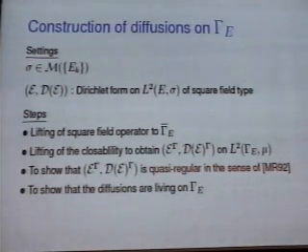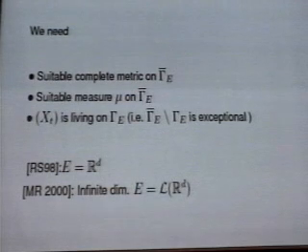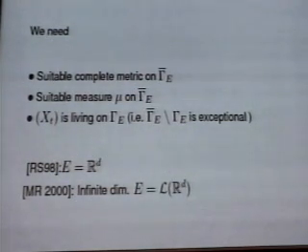So in order to do these four steps, of course, you need some technique. And I think maybe I only present here. So you need, for example, a suitable complete metric on the multiple configuration space. You need a suitable measure on the multiple configuration space. And you should prove that your process is in fact living on the real configuration space, not on the multiple configuration space. This means that the multiple configuration space minus the configuration space is a capacity zero set in your scheme.